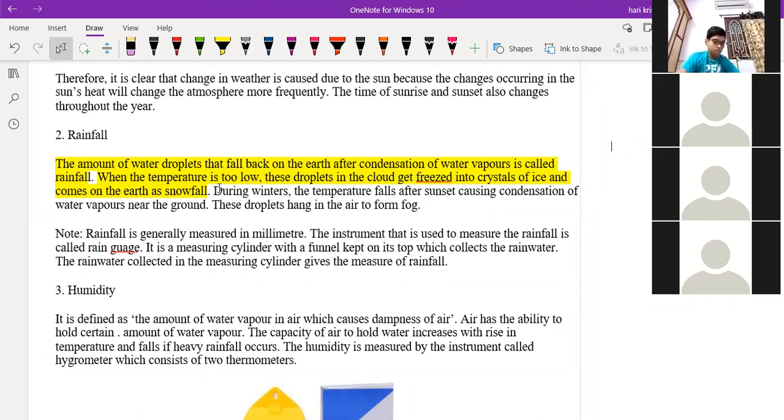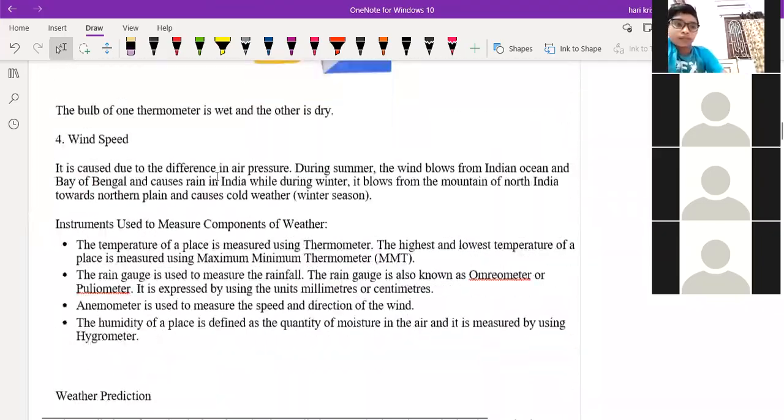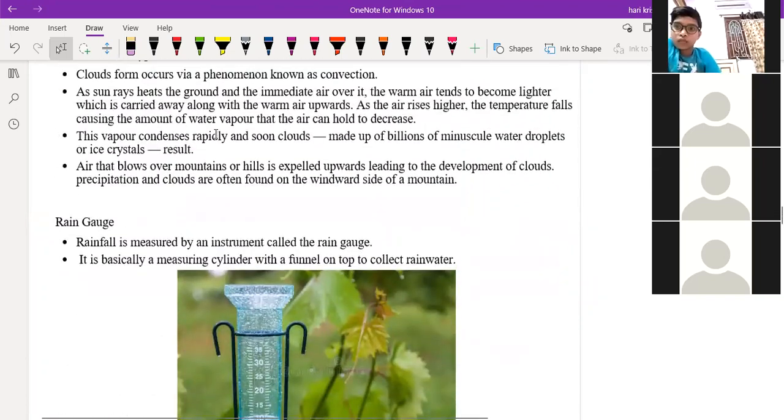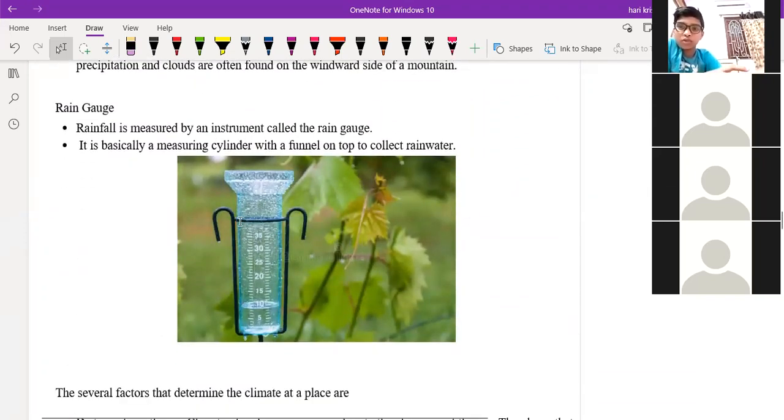Sir, by rain gauge. We'll use the instrument called the rain gauge. Have you seen this rain gauge? It's like a cylinder-like structure, sir, and it should not be placed near trees and all to avoid water clogging. Okay. Rainfall is measured by an instrument called a rain gauge. Generally, it is basically a cylindrical test tube with a funnel on the top to collect the rainwater. So based upon this, we'll measure the amount of rainfall in a particular place.